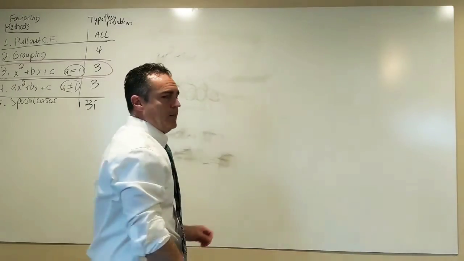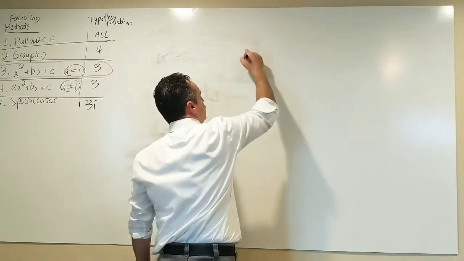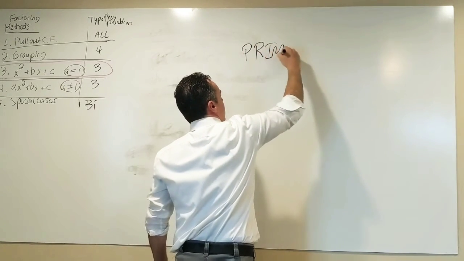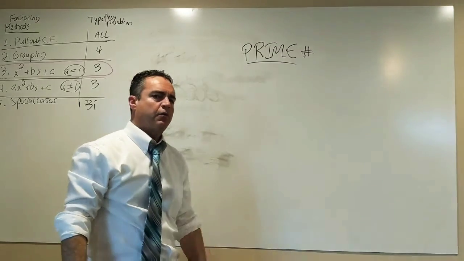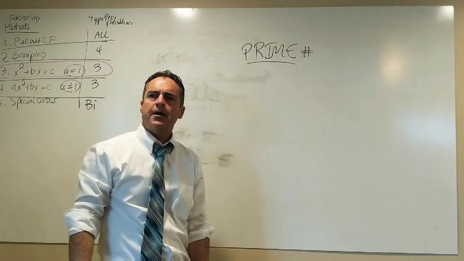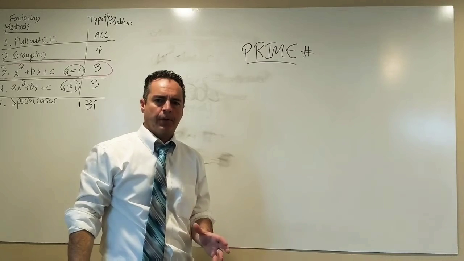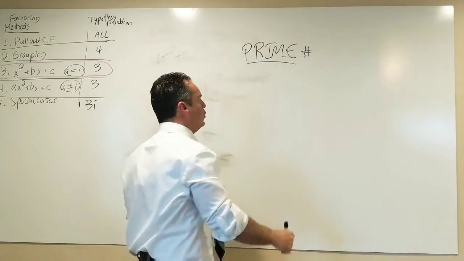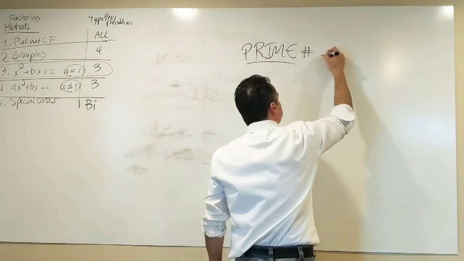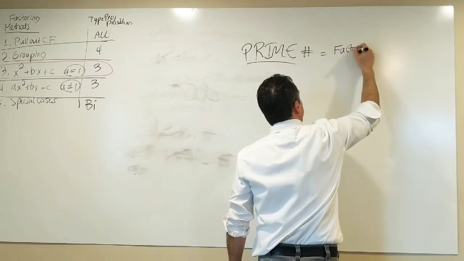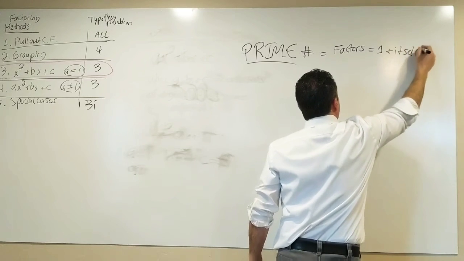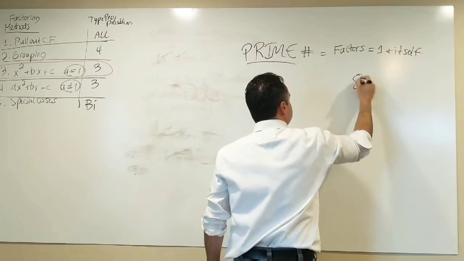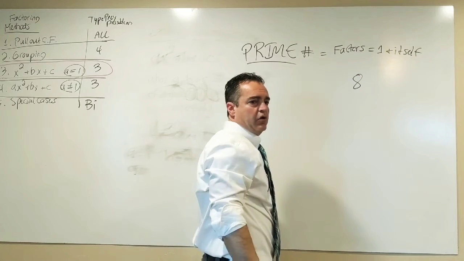All right, so I want to talk to you about a prime number. Do you remember what a prime number is? Again, before we get into this method, we need to understand what a prime number is. A prime number, right, it's a number divisible only by 1 and itself. So really, in essence, its factors equal 1 and itself. No other numbers. Remember, so is 8 a prime number? Nicole, is 8 a prime number?